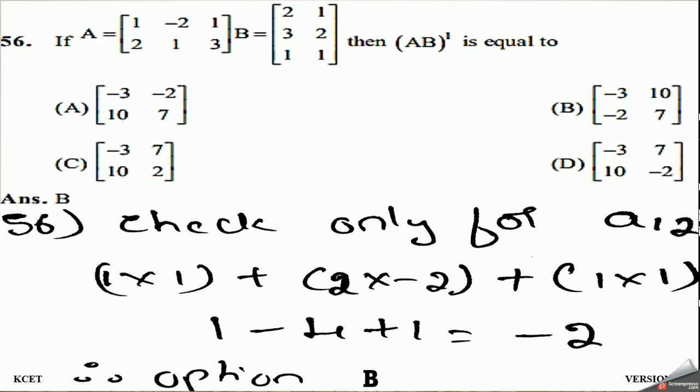Since you are going to get this as minus 2, and this is a 1 2 element, when you take the transpose of this, you are going to get this as a 2 1 element, that is second row first element. Let's see where we have second row first element as minus 2. So option B is the answer.